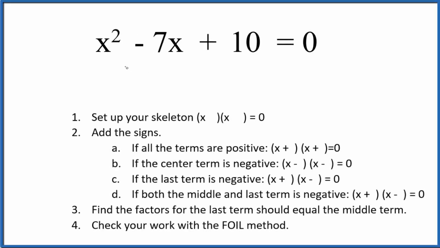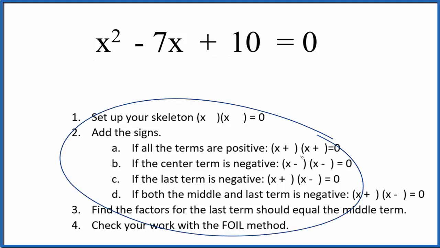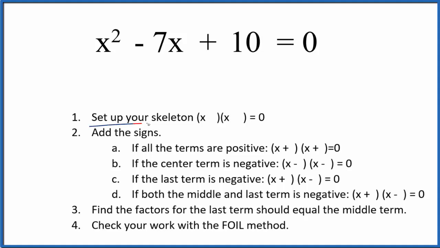In this video, we'll factor the equation for x squared minus 7x plus 10 equals 0. And we'll use these guidelines to help us. First thing we want to do, set up a skeleton here. So our skeleton, that looks like this. Now we can add the signs into the skeleton.